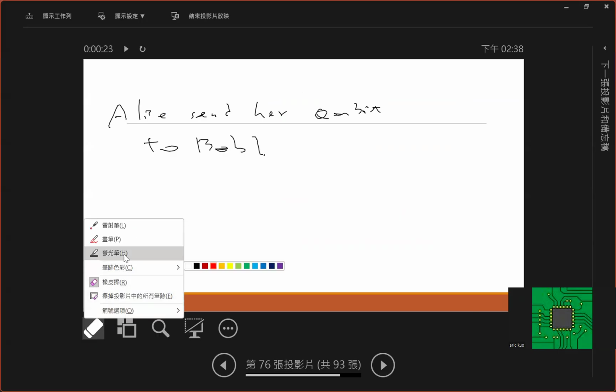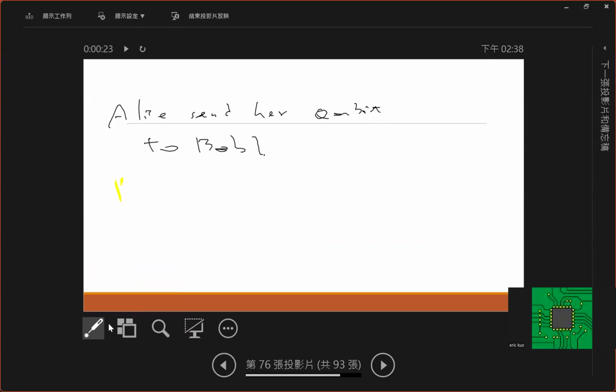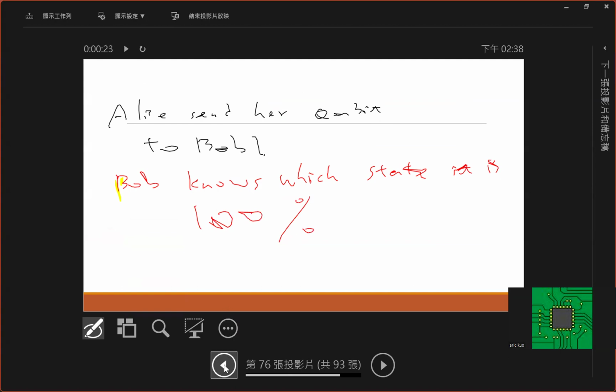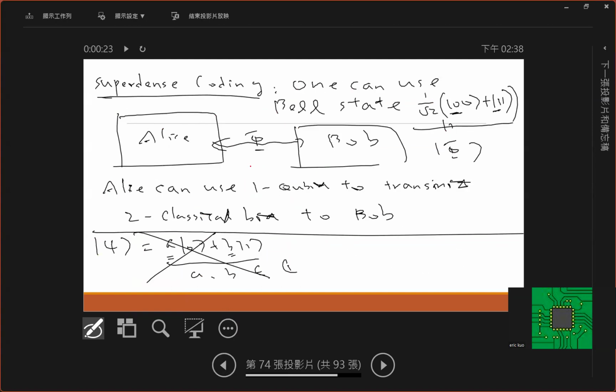So what? So Bob, let me just write down. Bob knows which state it is 100%. Right? So this finishes the protocol.